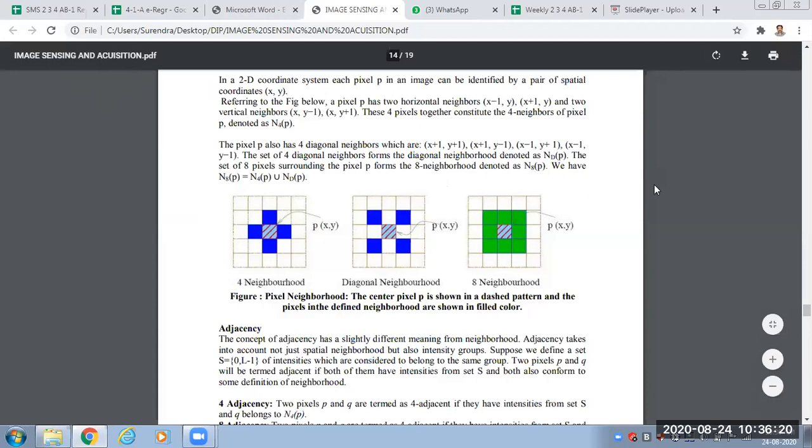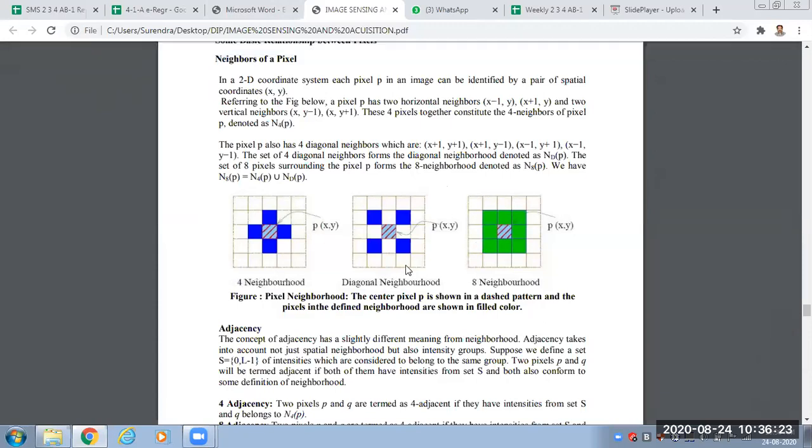So once again, I am repeating the three types of neighborhoods: 4 neighborhood, diagonal neighborhood, 8 neighborhood. In 4 neighborhood we will get 4 neighbors: x minus 1, x plus 1, comma y, and two vertical, x comma y minus 1, x comma y plus 1. This is the first. The second neighborhood is constituted as N4 of P, and diagonal means x plus 1 comma y plus 1, x plus 1 comma y minus 1, x minus 1 comma y plus 1, x minus 1 comma y minus 1. This is diagonal neighborhood, and if you combine these two, we will get simply 8 neighborhood.